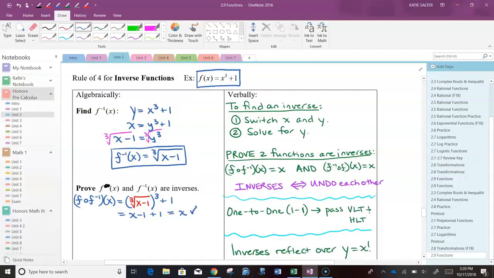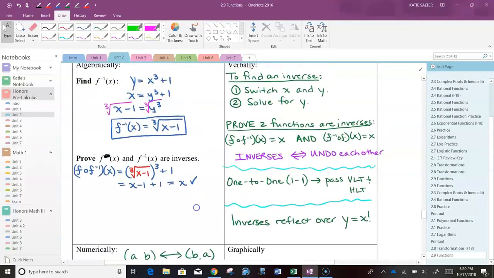But that's not good enough. That's only one side of it. You have to do it both ways when doing this proof. So then we would do the inverse of f of x.